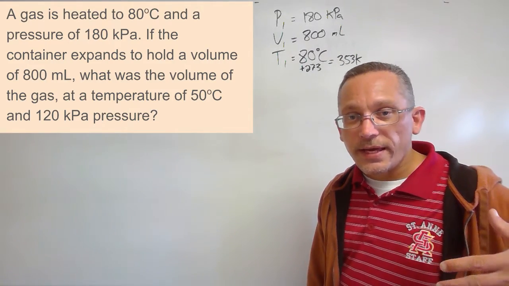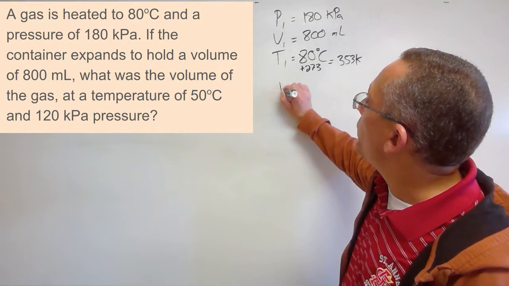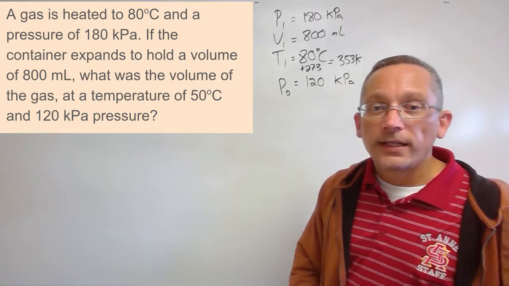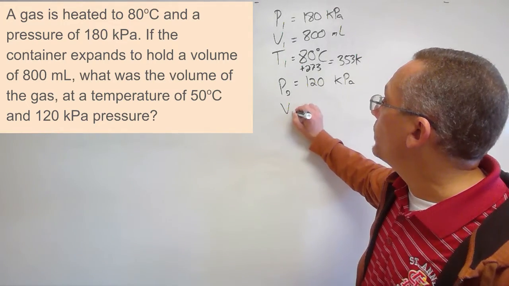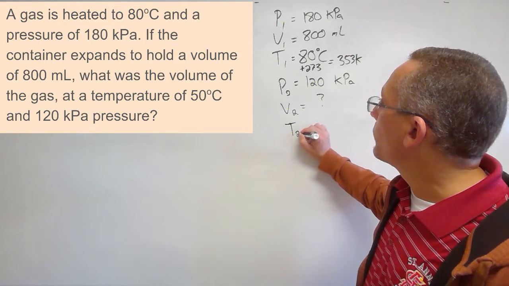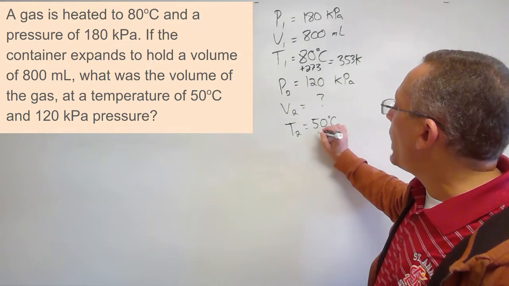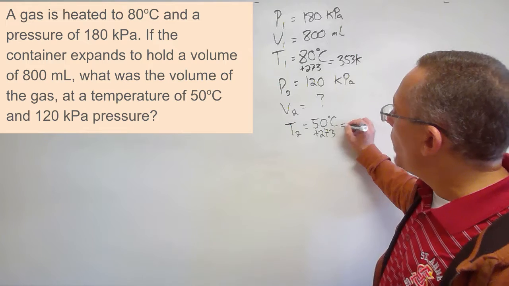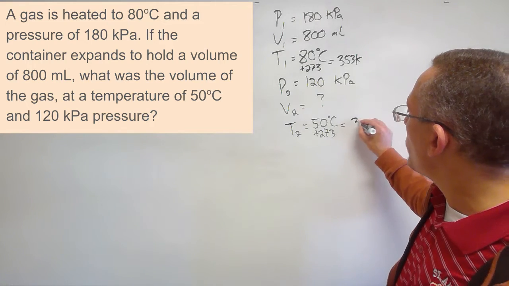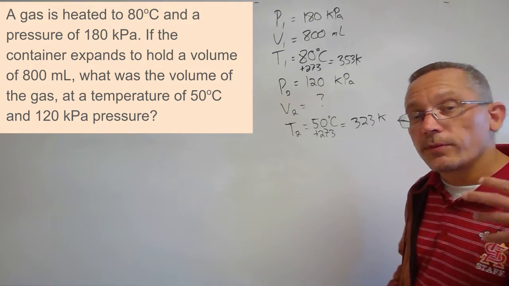Now it says that later on, the pressure is 120 kilopascals. So that is my P2, 120 kPa. It's asking me to find the volume at that time, so that's V2. And it tells me the temperature is 50 degrees Celsius. So T2 is 50 degrees Celsius, and of course I need that in kelvins. So I'm going to add 273, and that's going to become 323 kelvins.